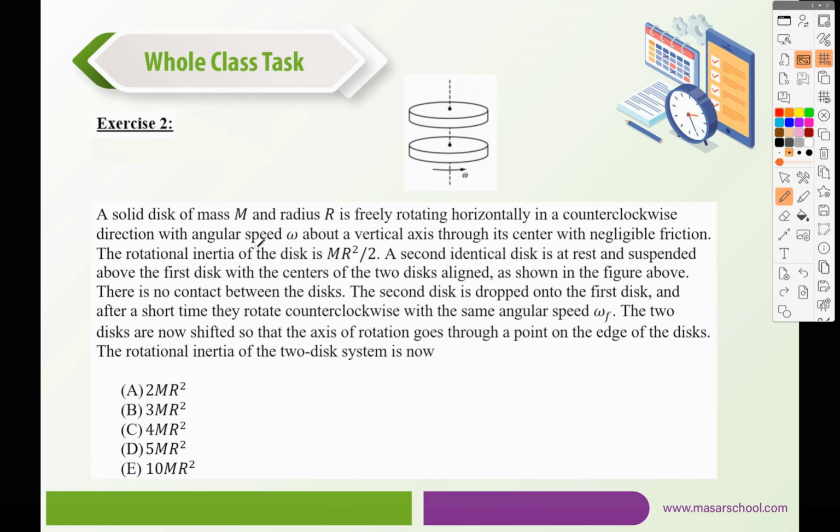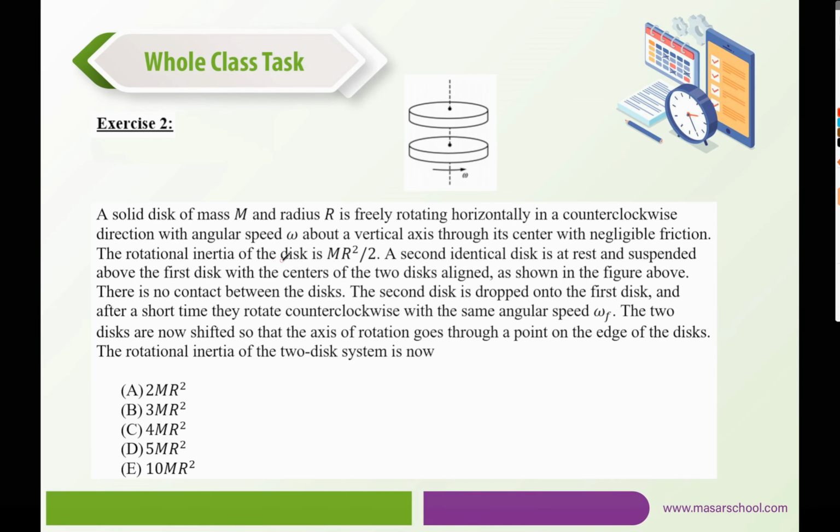Now, a solid disk of mass m and radius r is freely rotating horizontally in a counterclockwise direction with an angular speed omega about a vertical axis through its center with negligible friction. The rotational inertia of the disk is given by mr square over 2. A second identical disk is at rest and suspended above the first disk with the centers of the two disks aligned as shown in the figure above. There is no contact between the disks. The second disk is dropped onto the first disk, and after a short time they rotate counterclockwise with the same angular speed omega f. So this has been dropped and now they are one system.